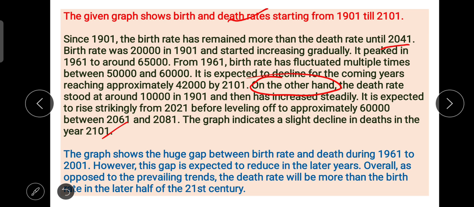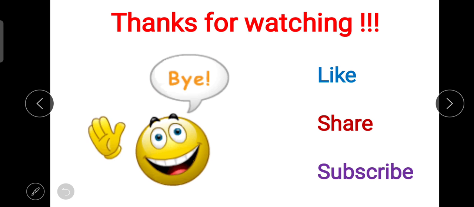And in this way, whatever we analyzed, we presented on paper. This is how you need to analyze first each and every part of the given data and then write it in paragraph form.